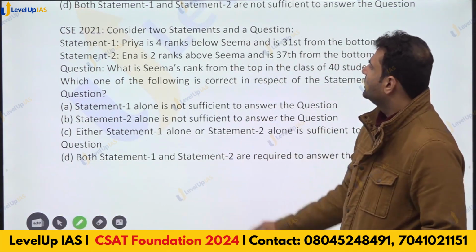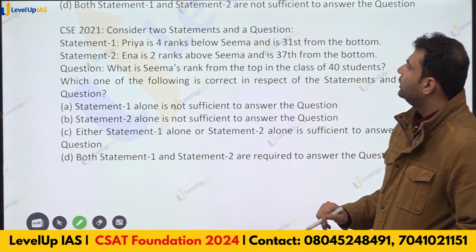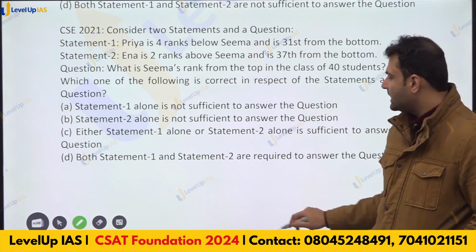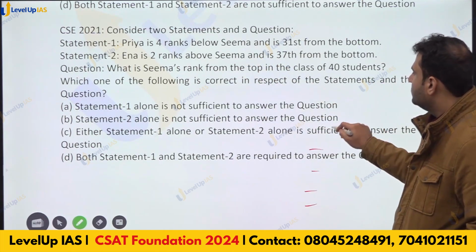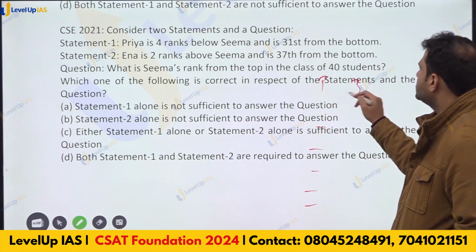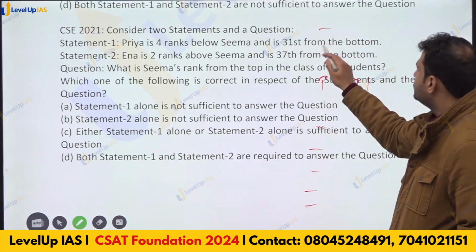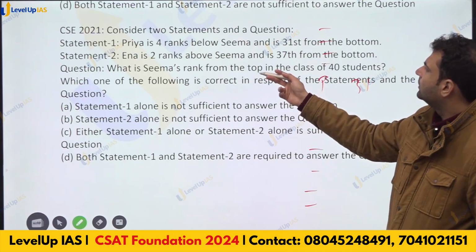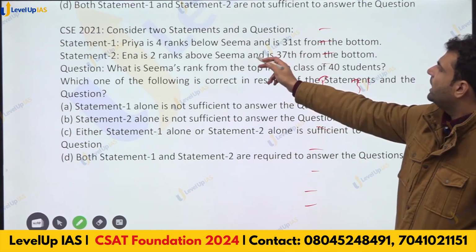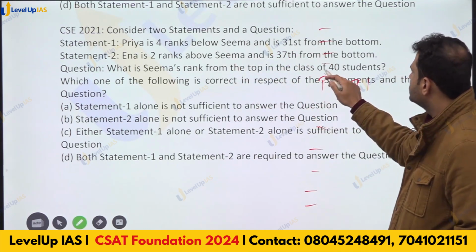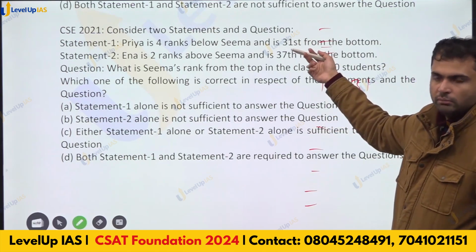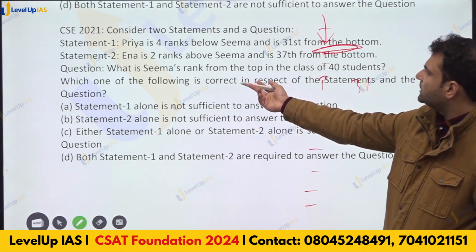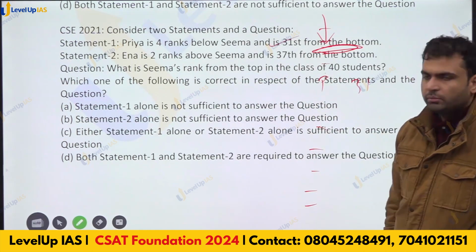Statement number 1, Priya is 4 ranks below Seema and is 31st from the bottom. So we know Priya's rank. It is from the bottom. Priya is 31st out of 40 students. So there are 9 students above her. Priya is 4 ranks below Seema. So Seema is 4 ranks above Priya. So we know Seema's position from the top exactly. So statement 1 alone is sufficient, right?